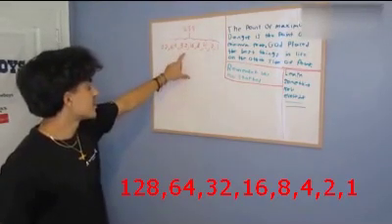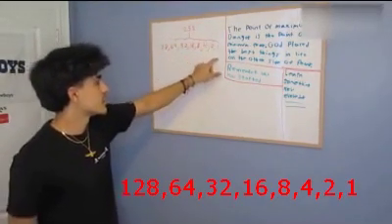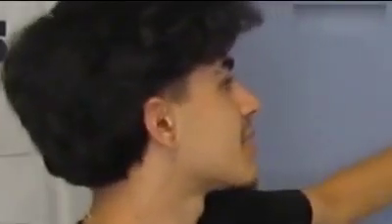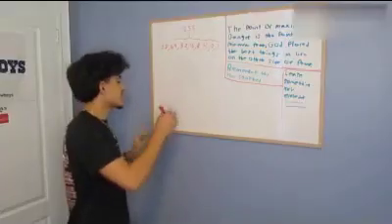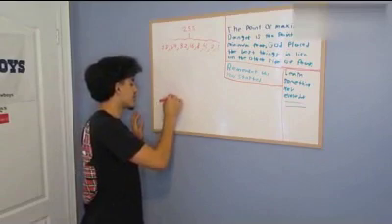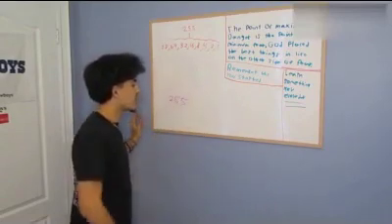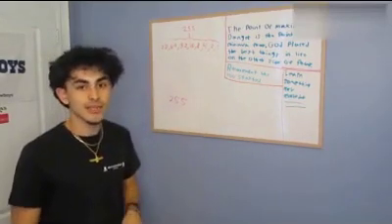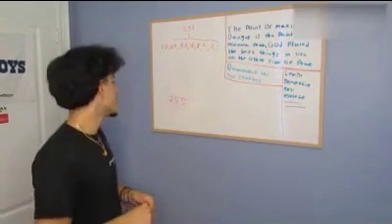128, 64, 32, 16, 8, 4, 2, 1. Okay, so what do these numbers mean? So basically, the sum of these numbers is 255. These represent bits, by the way. So 255 bits. What does 255 bits mean? So there are 255 bits per offset per every 32-bit IP address.